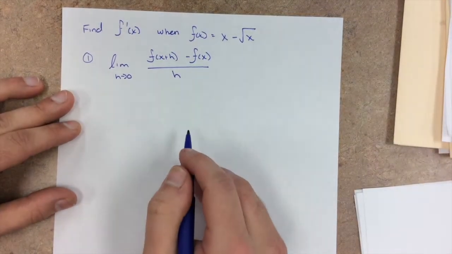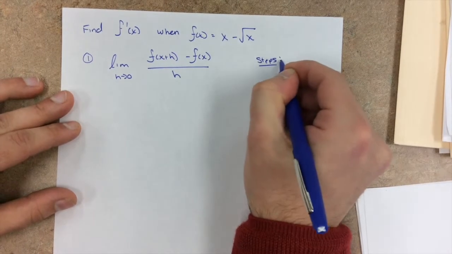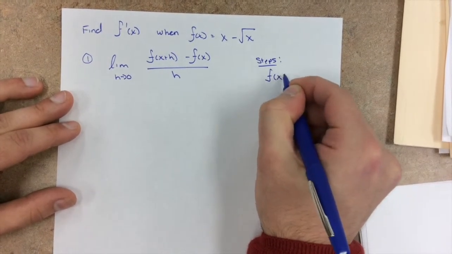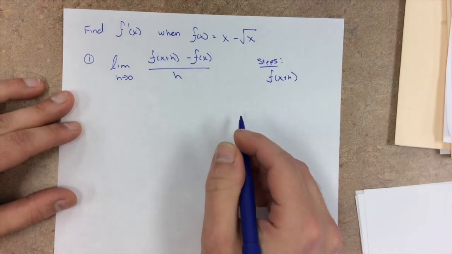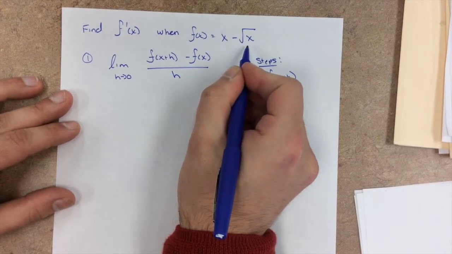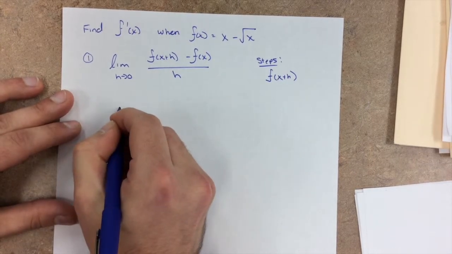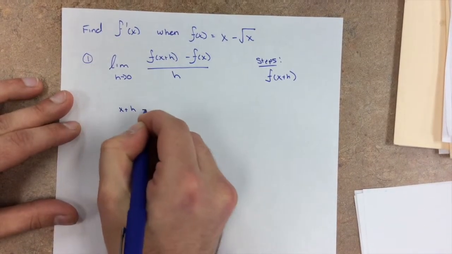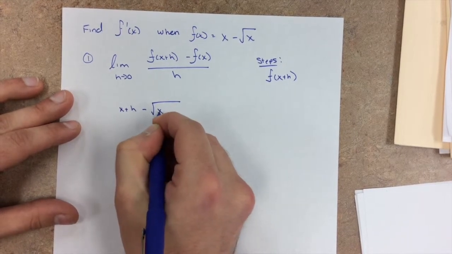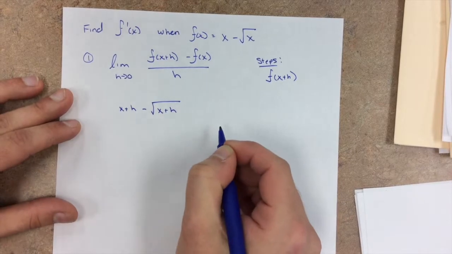So remember from class today we talked about first in our steps we're going to plug in x plus h. So our function x minus the square root of x. Wherever we see an x, we're going to plug in x plus h. So we have x plus h minus the square root of x plus h. So that's our first step.